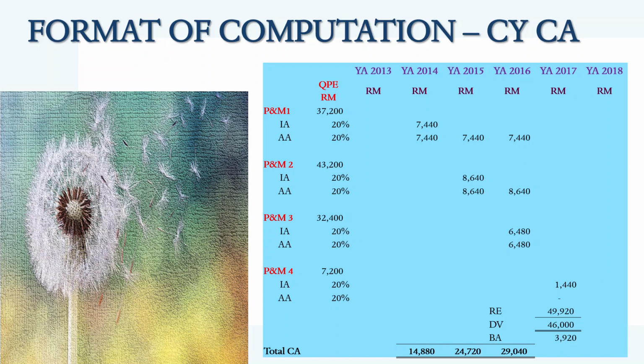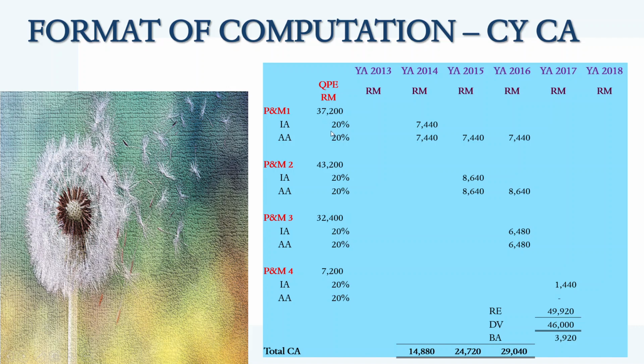Okay, this is the format we should follow in order to show the computation of capital allowance. On your left hand side, you would have different types of plant and machinery. You can have office equipment, purchased furniture and fittings, machinery, or different types of plant and machinery. And then here you would have qualifying plant expenditure instead of cost, because whatever cost was incurred during that basis period, we have to identify whether that cost is actually qualified for you to claim capital allowance. So we call it qualifying plant expenditure.